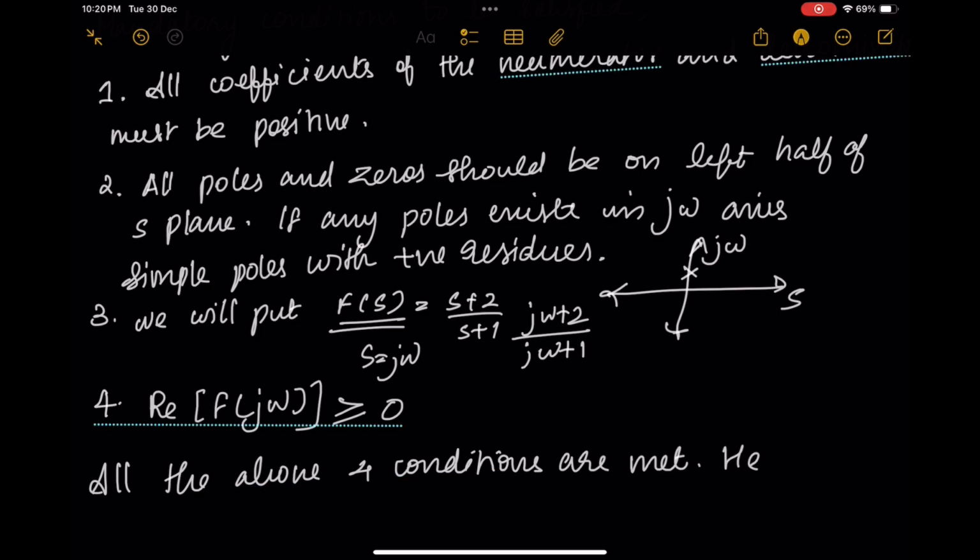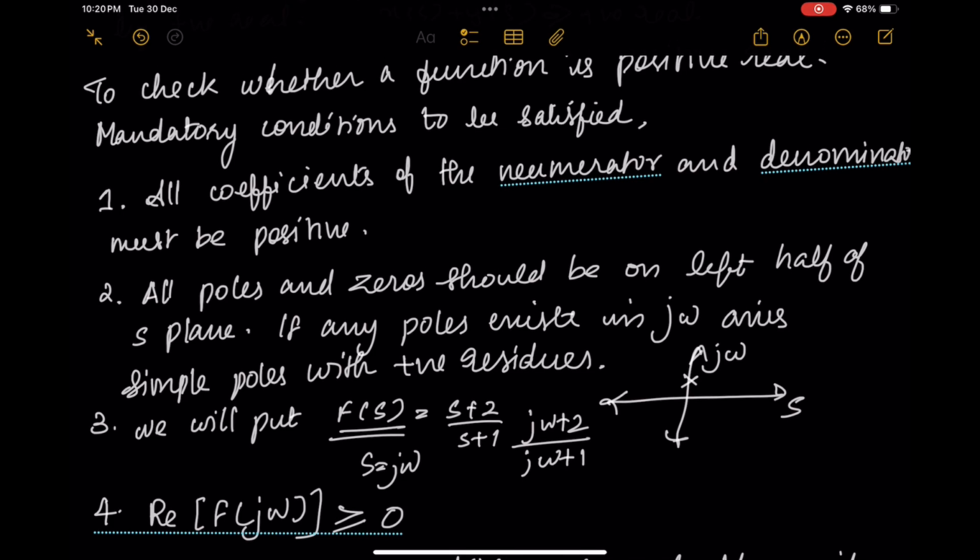Hence, it is a positive real function. So this is how you find out whether a given function f of s, which is equal to a of s by b of s, is a positive real function. That is, we check all the coefficients whether they are positive or not.